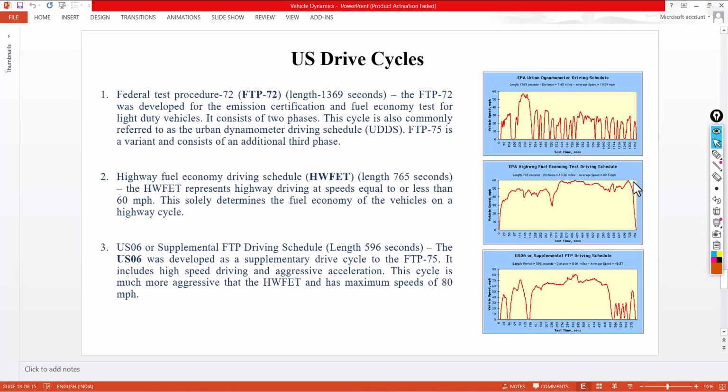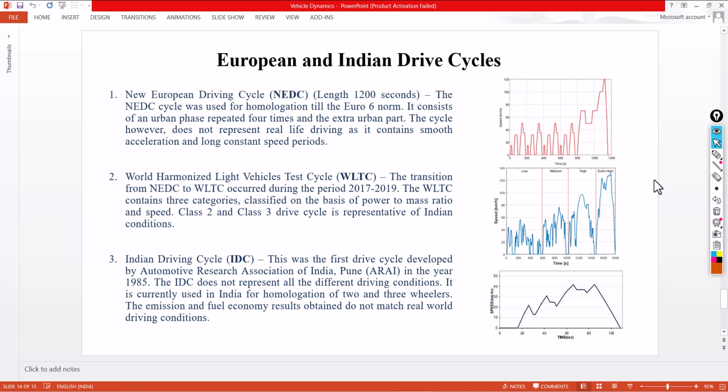There are US standards, European standards, Chinese standards, Korean standards. Even if you take India, Indian drive cycle standards are there. But in India, we never use these drive cycle standards for our modeling. If you look at this one, the first two are European drive cycles. The third one is the Indian drive cycle.